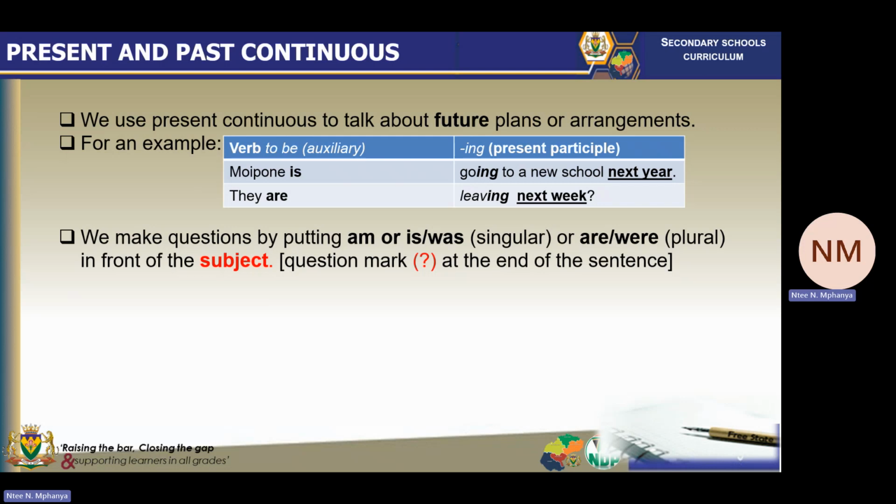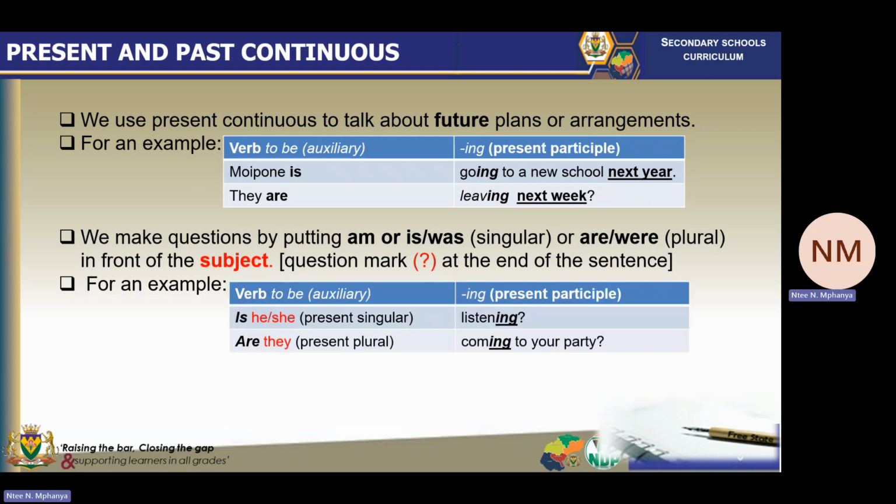We make questions by putting am, is or was if the subject is singular, or are or were if the sentence is in present or past but the subject is plural, in front of the subject. Remember, do not forget to put a question mark at the end of the sentence. Let us look at the following examples.